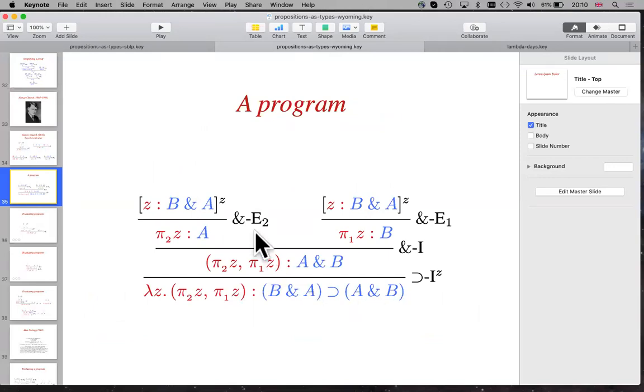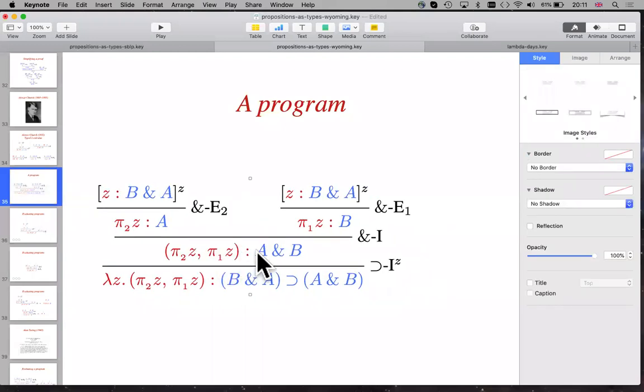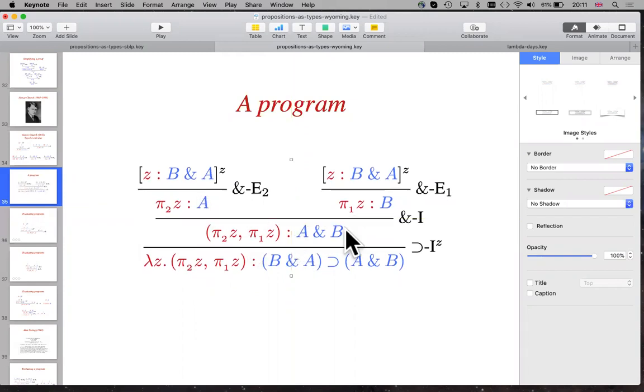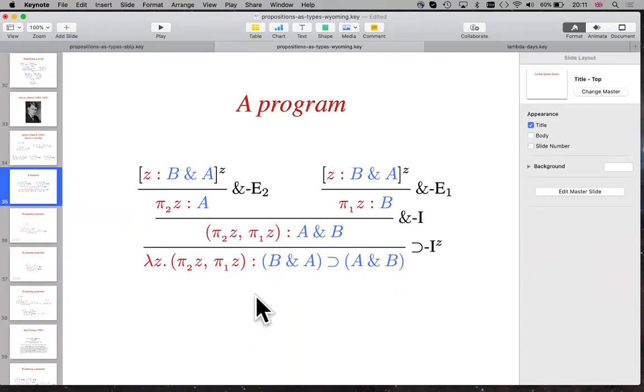We can just do the type checking. If z is a B-A pair, then pi 2 of z would be an A. If z is a B-A pair, pi 1 of z would be a B. And then pi 2 of z paired with pi 1 of z would be an A paired with a B. Okay, so this program just takes a pair and swaps the two components.